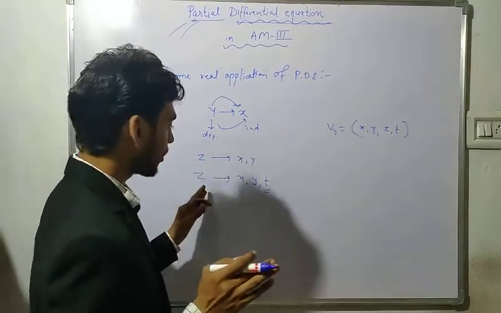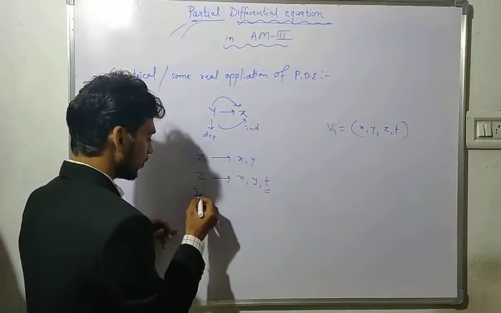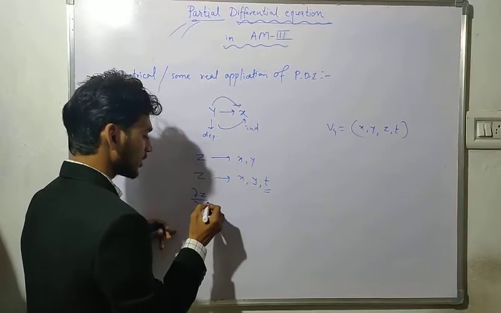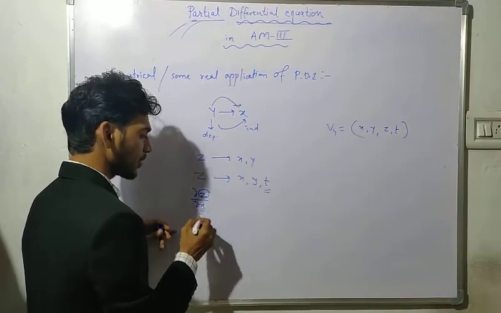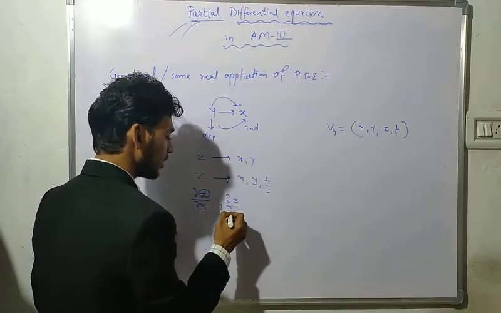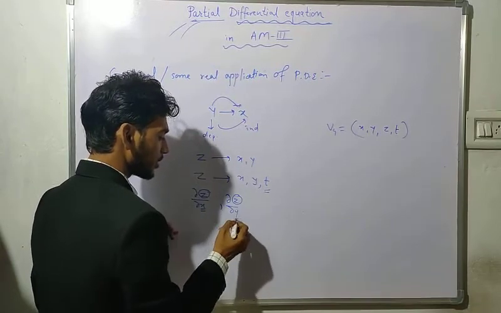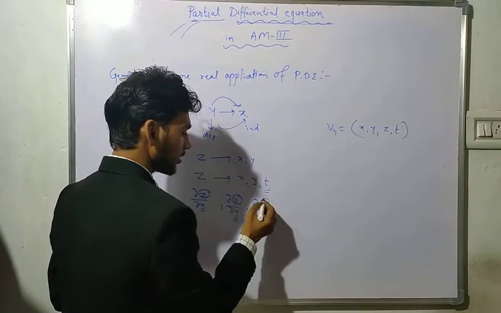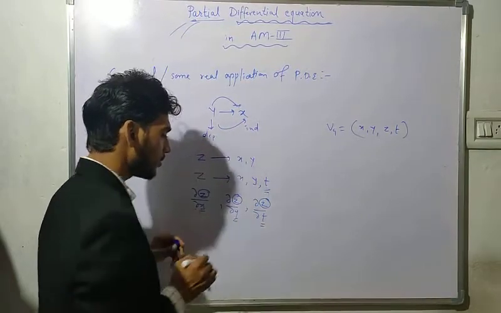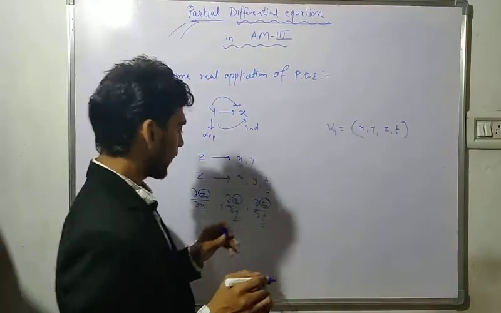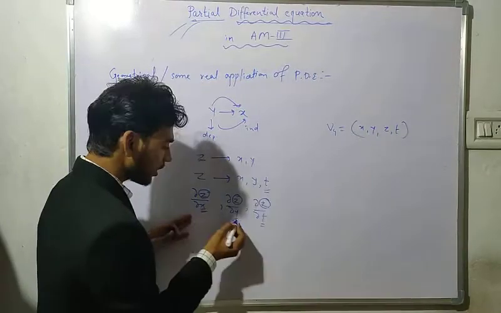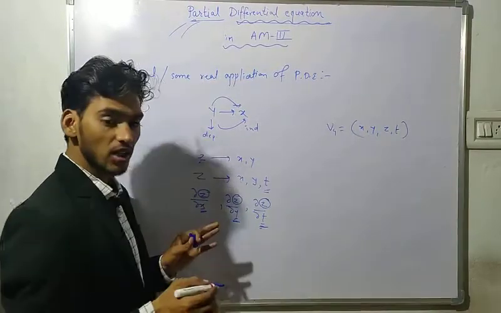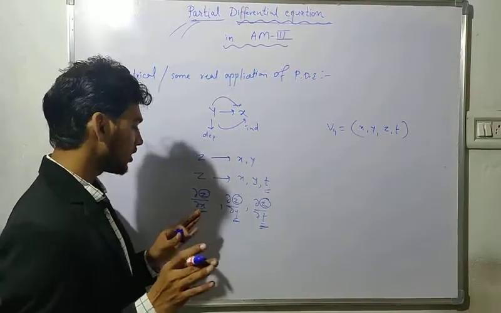Now what is the meaning of this? We have to find del z by del x, that is the partial derivative of z with respect to x, del z by del y, the partial derivative of z with respect to y, and del z by del t, that is the partial derivative of z with respect to time t. Okay, so these are the independent variables which are not related with each other.